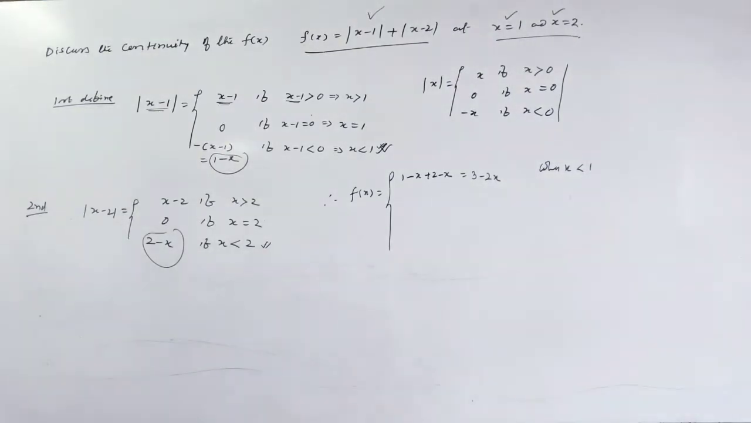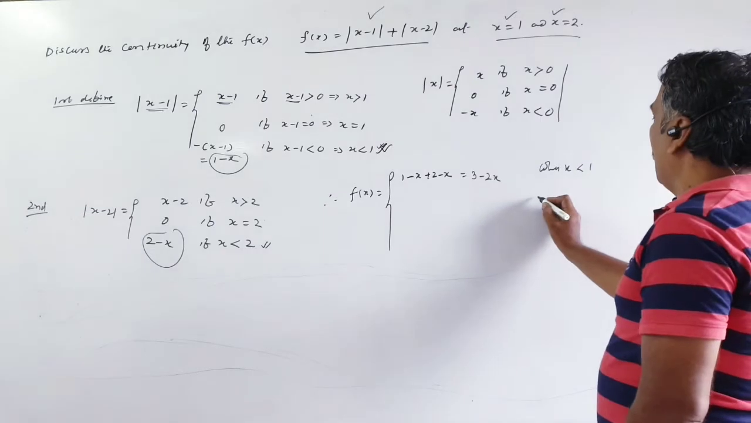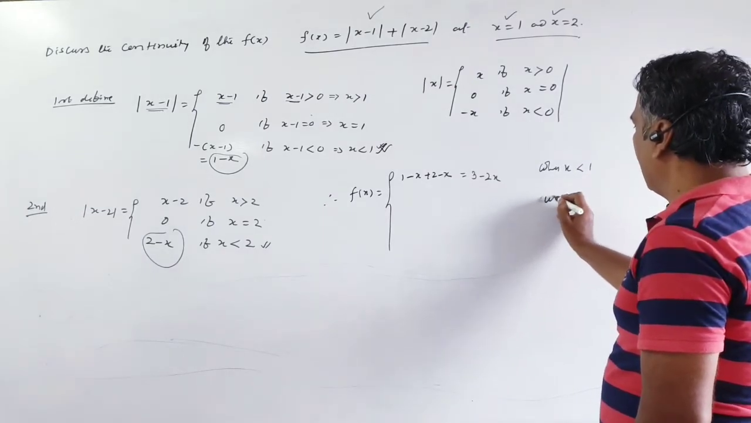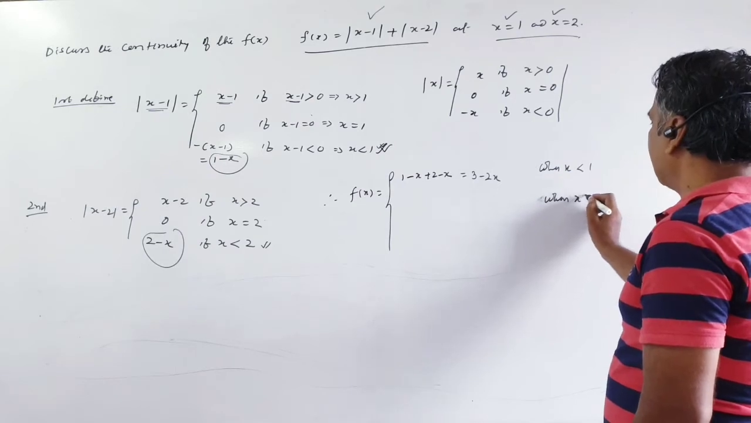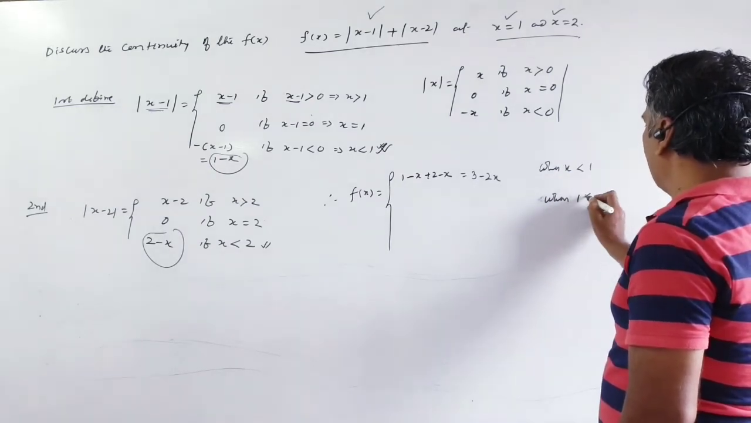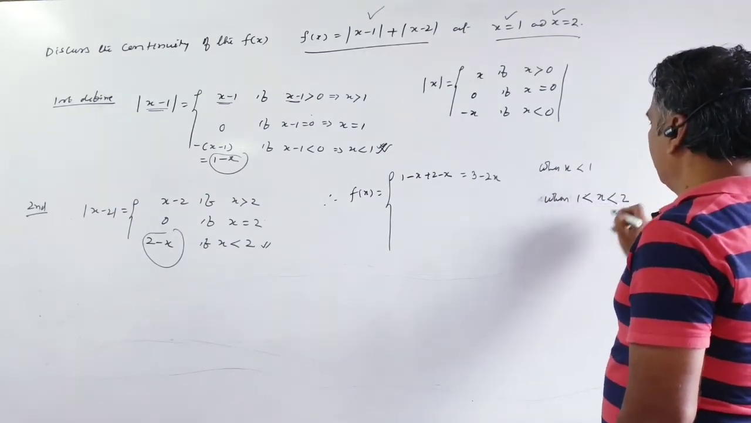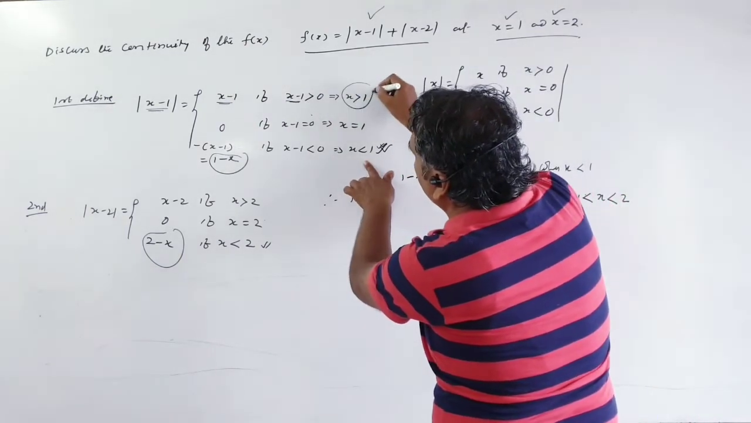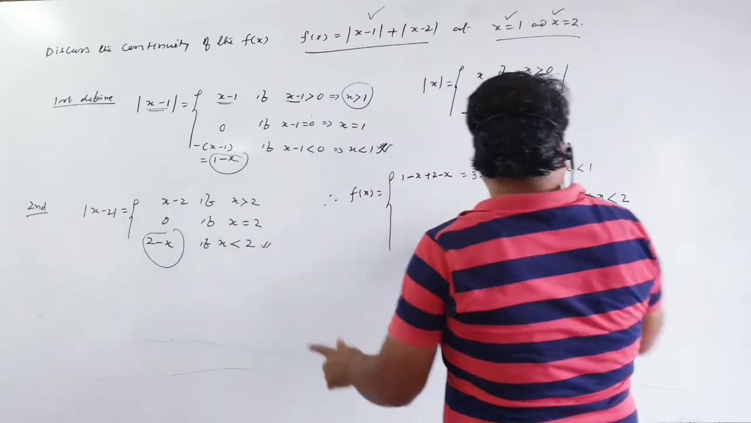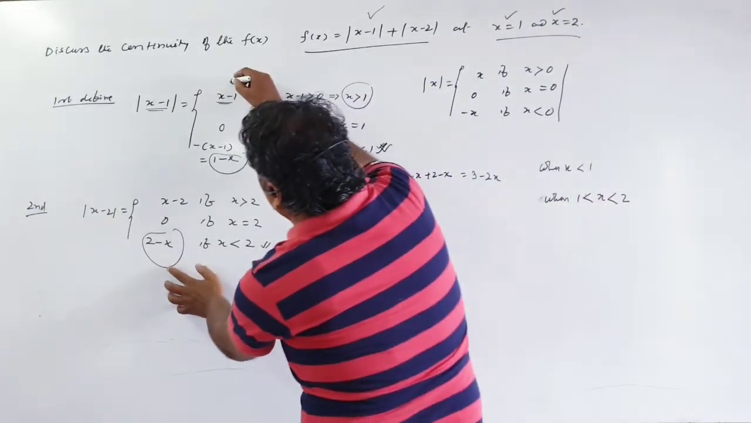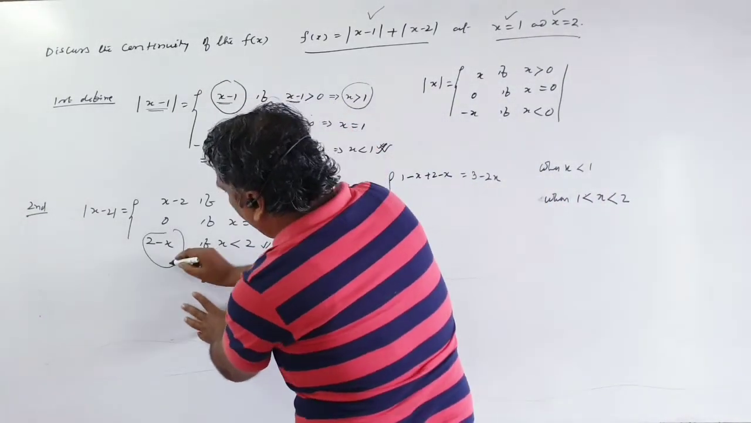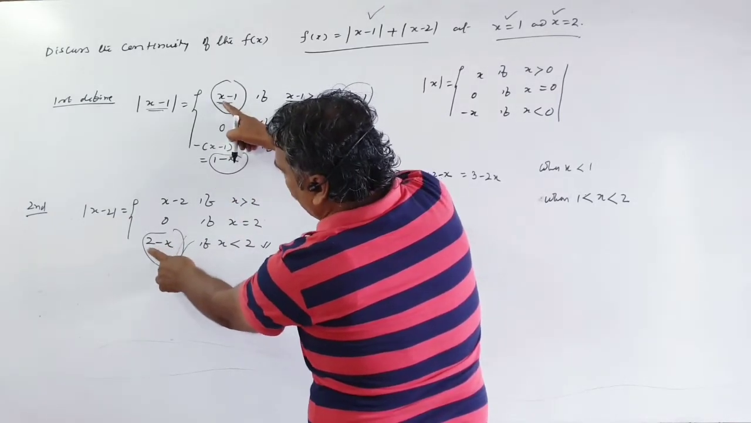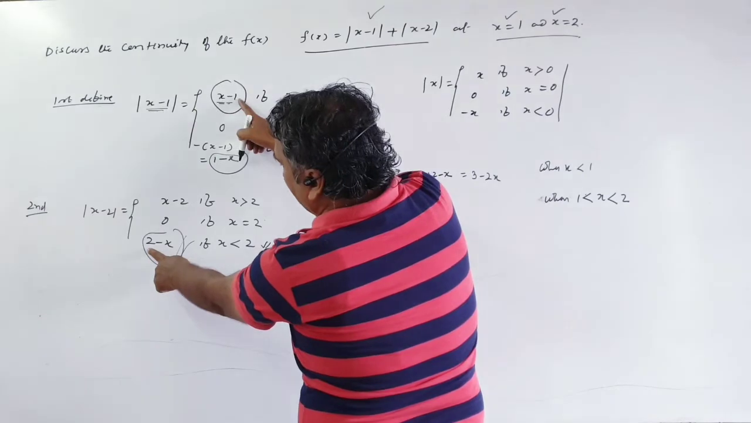Okay. Now next one is when x is greater than 1 but less than 2. Greater than 1 means this one. Less than 2 means this one. Now add this plus this one. Here plus x and minus x cancel out. 2 minus 1 equals how much?